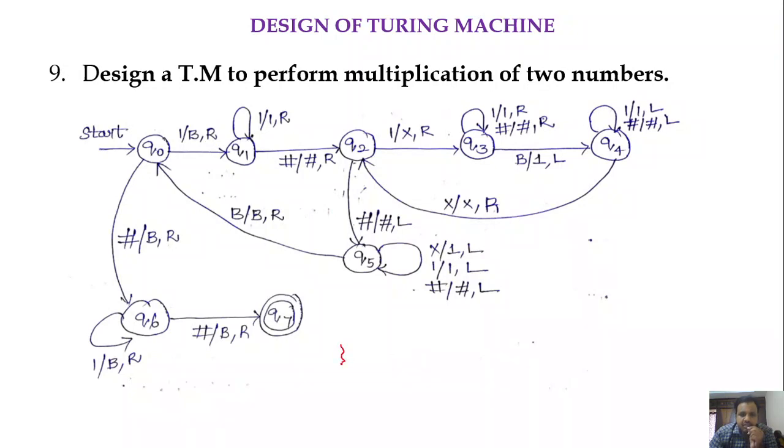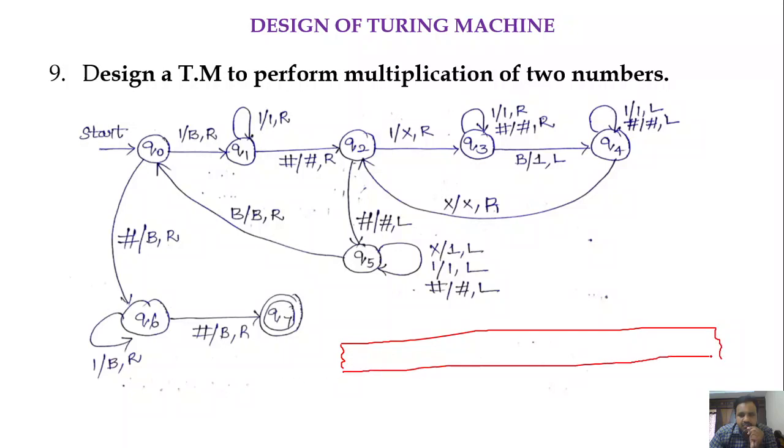Same thing here, we are considering blank, blank, then the same ones as the input. Next we have a hash. Next we have 3 ones. Next we have a hash. Next we are going to have a blank. This is the initial input tape, or the symbols which are there in the input tape.